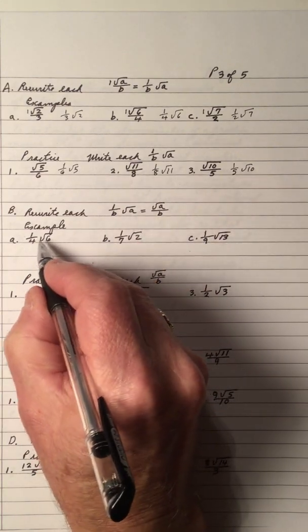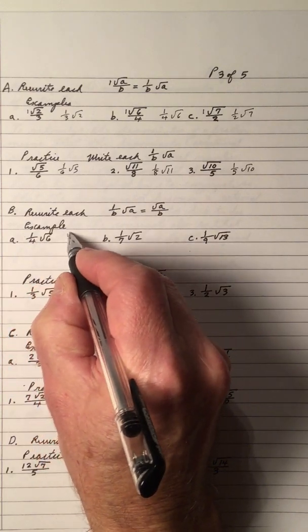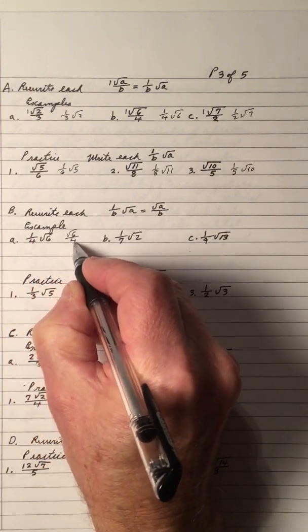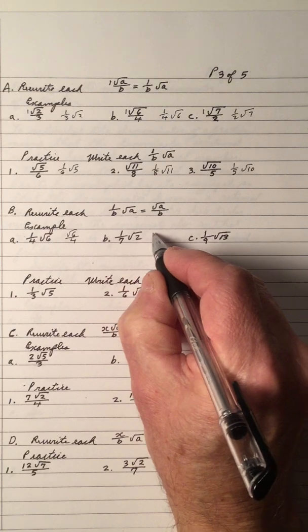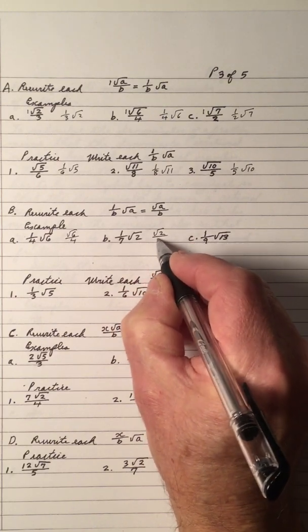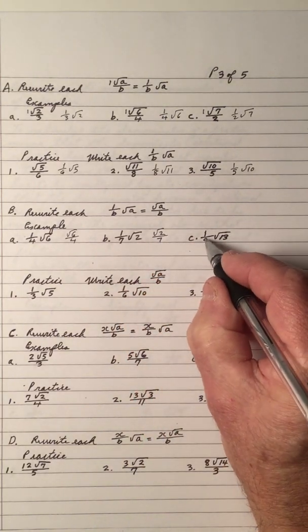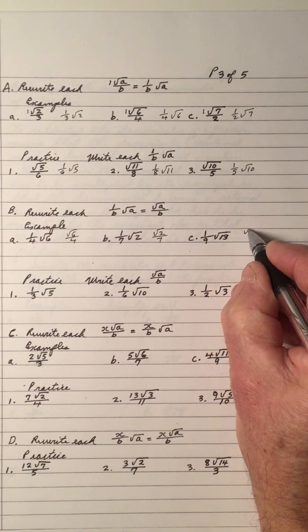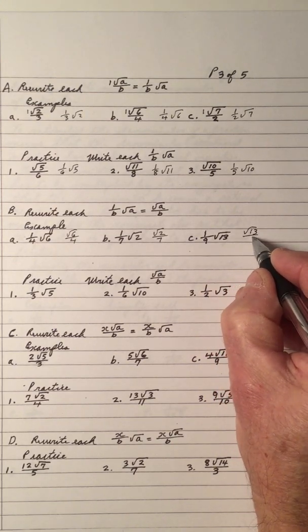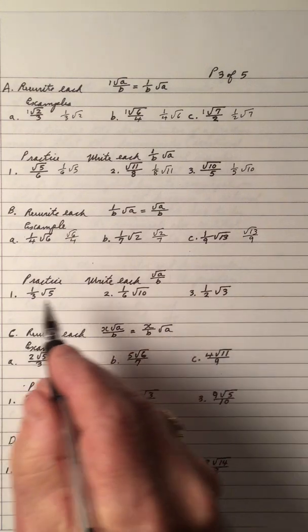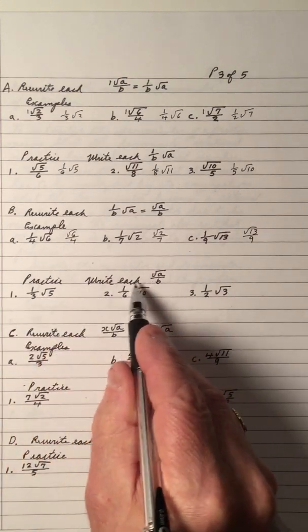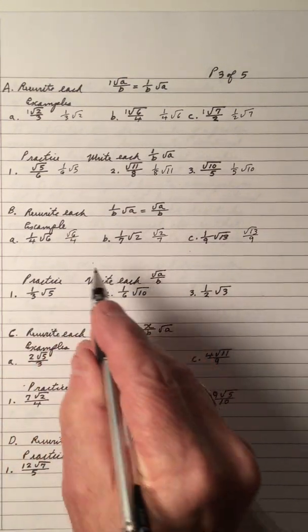So, examples, 1/4 root 6 is the same as root 6 divided by 4. 1 over 7 root 2 is the same as root 2 divided by 7. 1 over 9 root 13 is the same as root 13 divided by 9. Practice. Pause your video and work these out. Write each as root A over B.